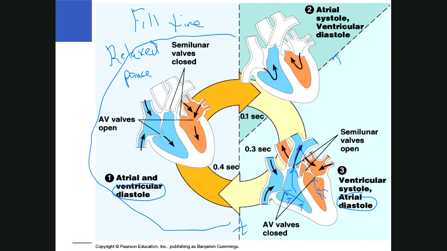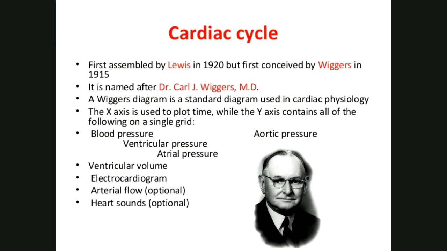And you can see that happening here. Blood is flowing in from the veins. It enters the atria. The atrial pressure is going to have these valves open, so it's going to go right on into the ventricle. And so this is filling up with blood, getting ready for the next beat. So we want to be able to see all of that in one picture. And so that's where this Wiggers diagram comes from.